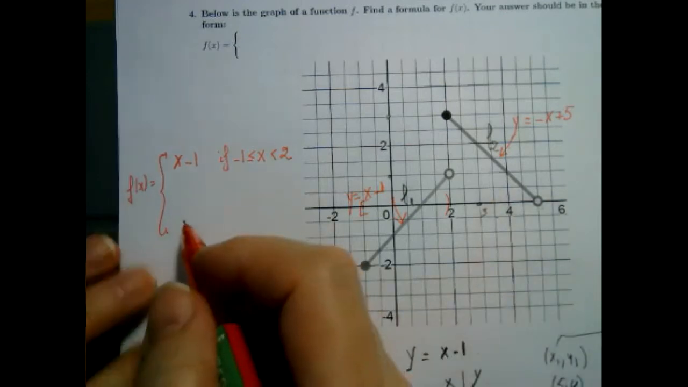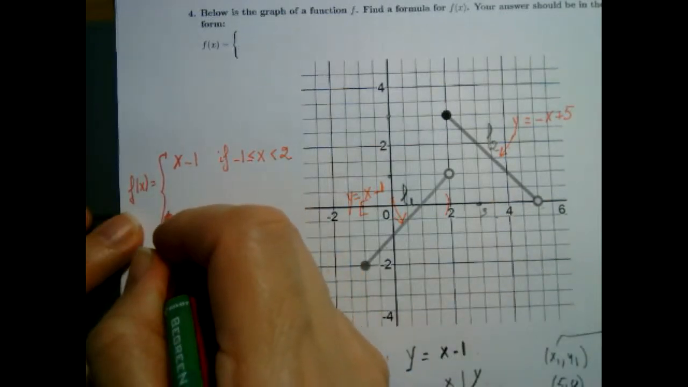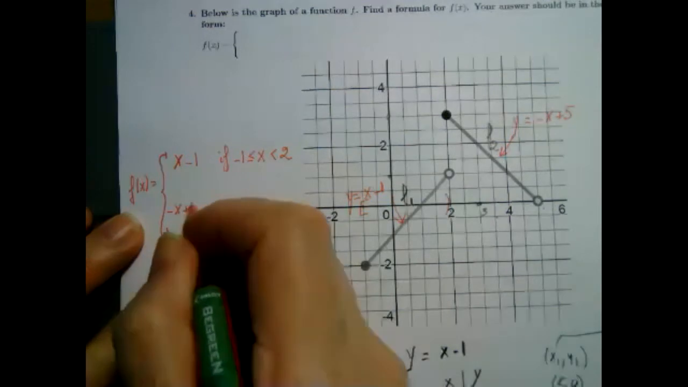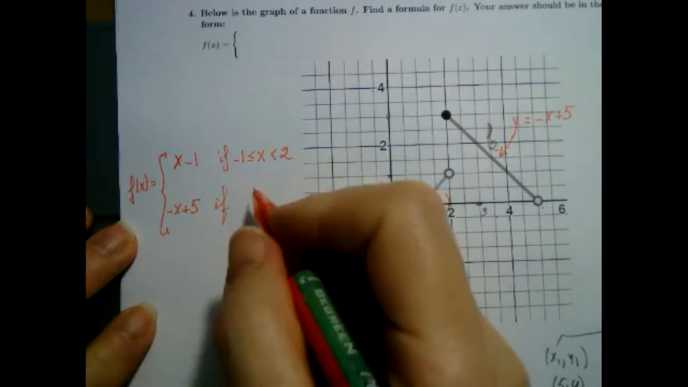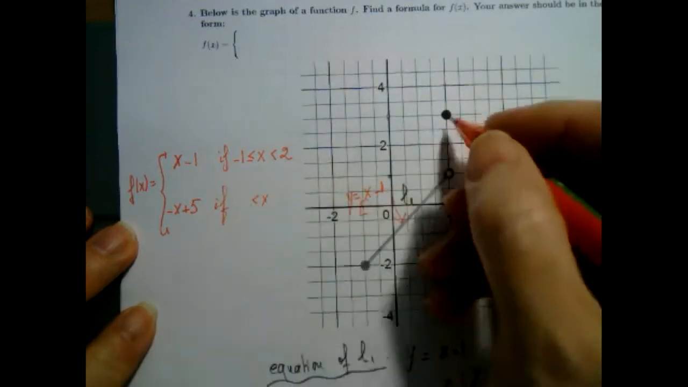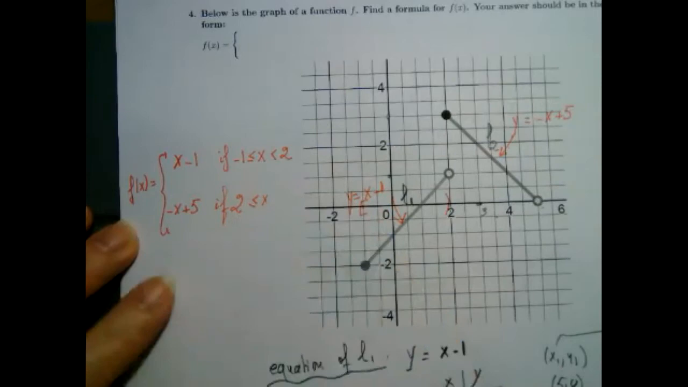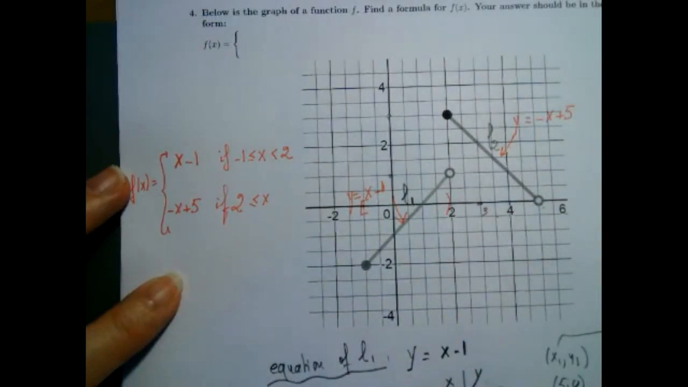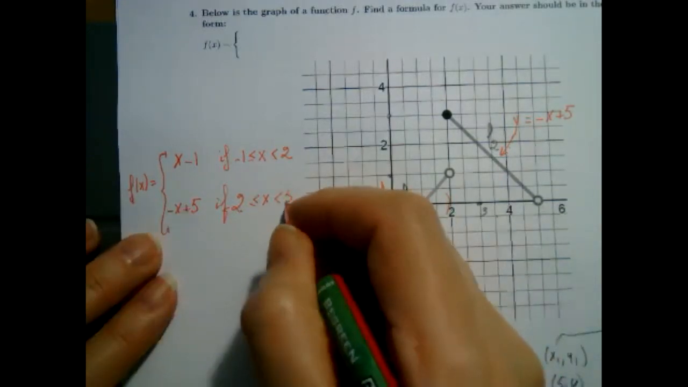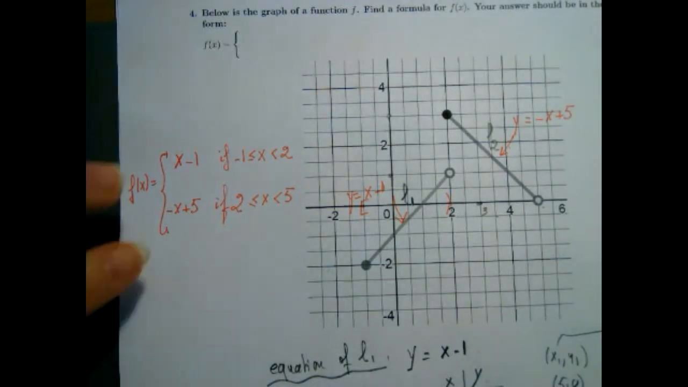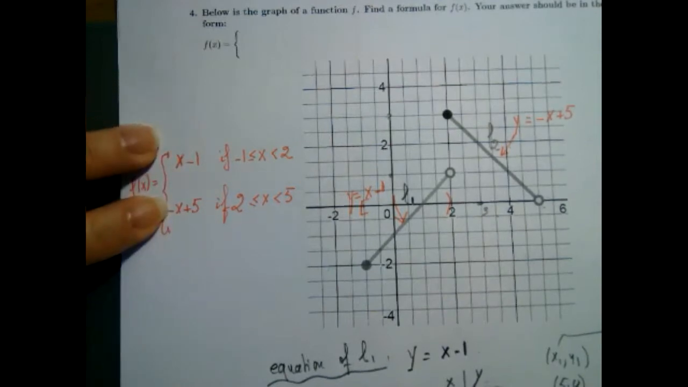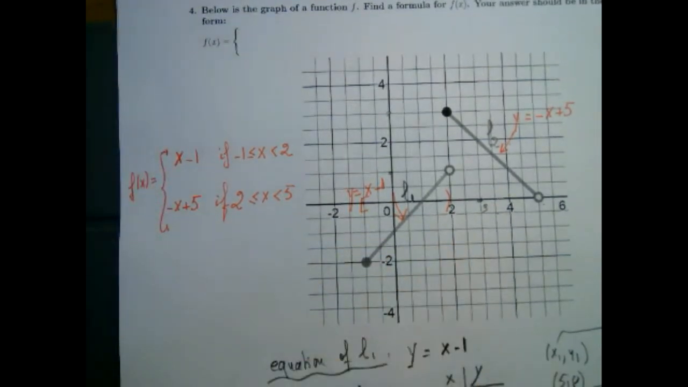Keep going. Okay, and then the second one will be -x plus 5 if x is between 2 and 5, where 2 is included. Yeah, keep going, and then x is less than 5. Exactly, less than 5. That's now the formula for this function. That's how we write the formula for this function. If you take that and graph it, you're going to get exactly this one.